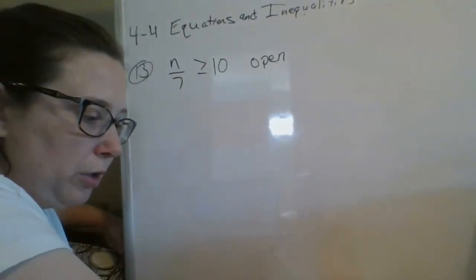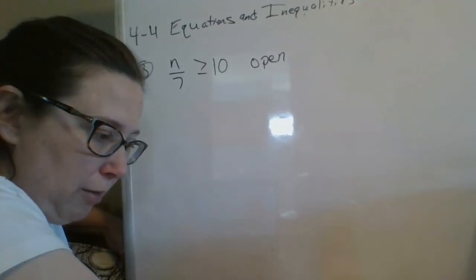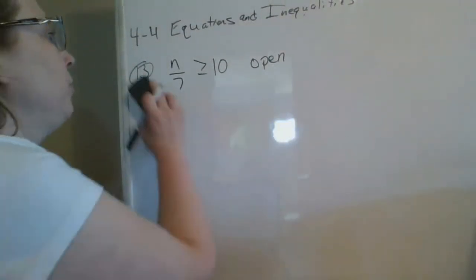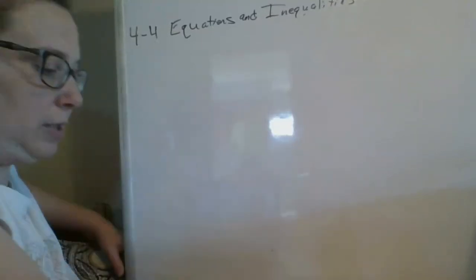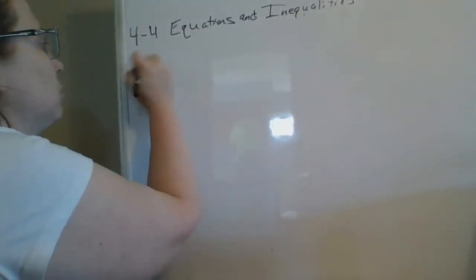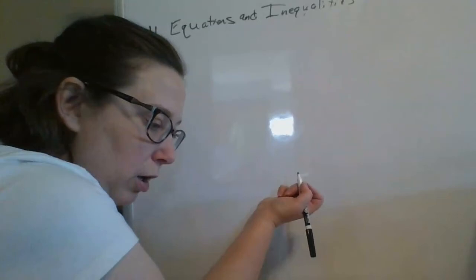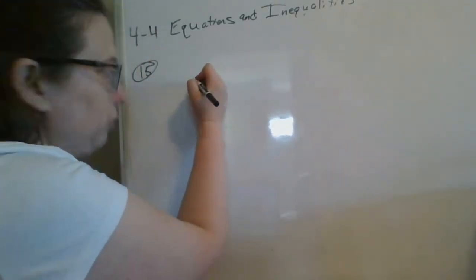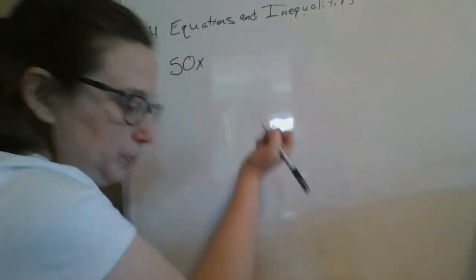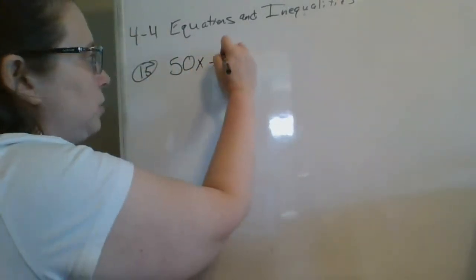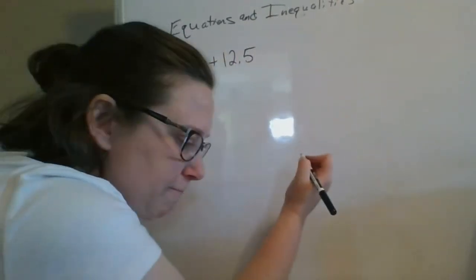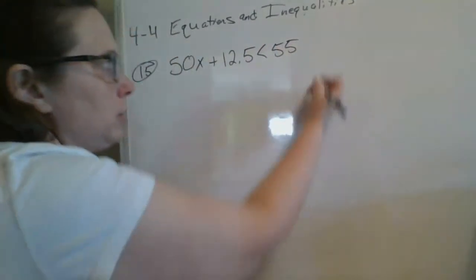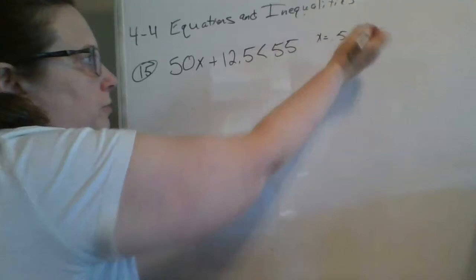Moving on to the last section here, it says determine if the given value of the variable is the solution of the inequality, yes or no. For these ones, they're going to tell us what the variable equals, and we're supposed to figure out if that is a solution or not. So number 15, we have 50x plus 12 and 5/10 is less than 55. And it tells us that x equals 5/10.